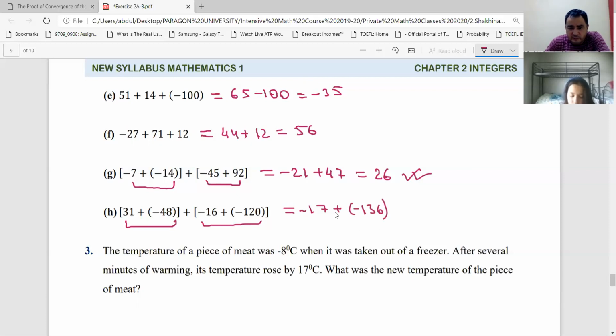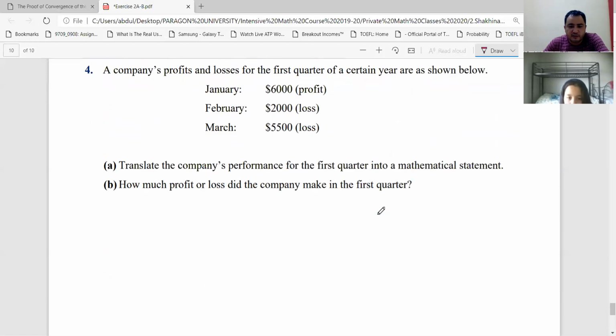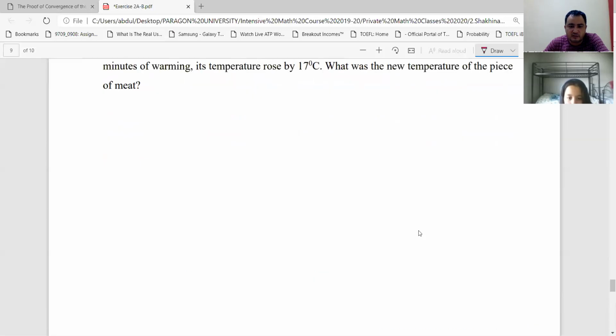So Shahina, never write these two operations next to each other, right? If you have plus minus, one of them you need to write in brackets. Good. So negative 17 plus negative 136. 17 plus 136 is 153, so negative 153. Very good. Shahina, we have 2 questions left, okay? Let's do it and finish this class.